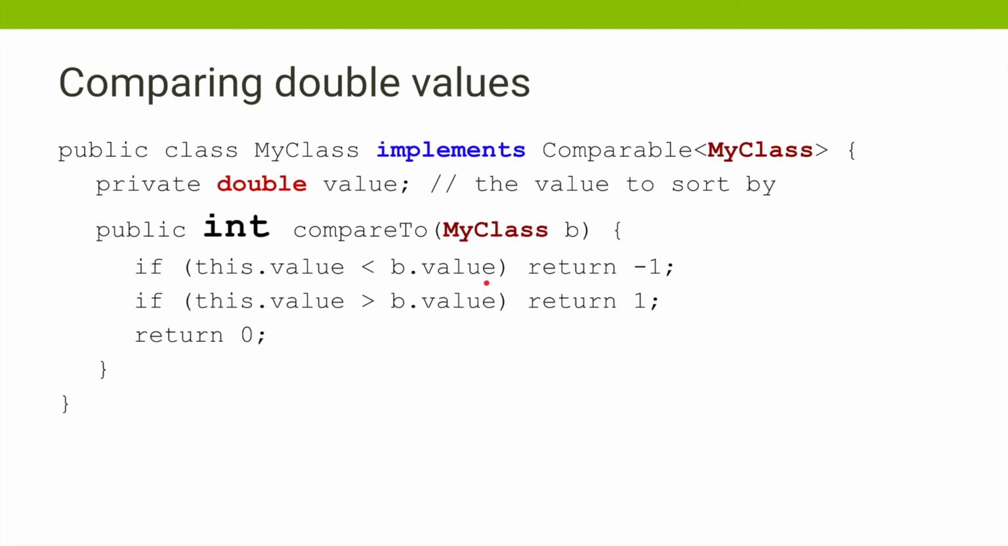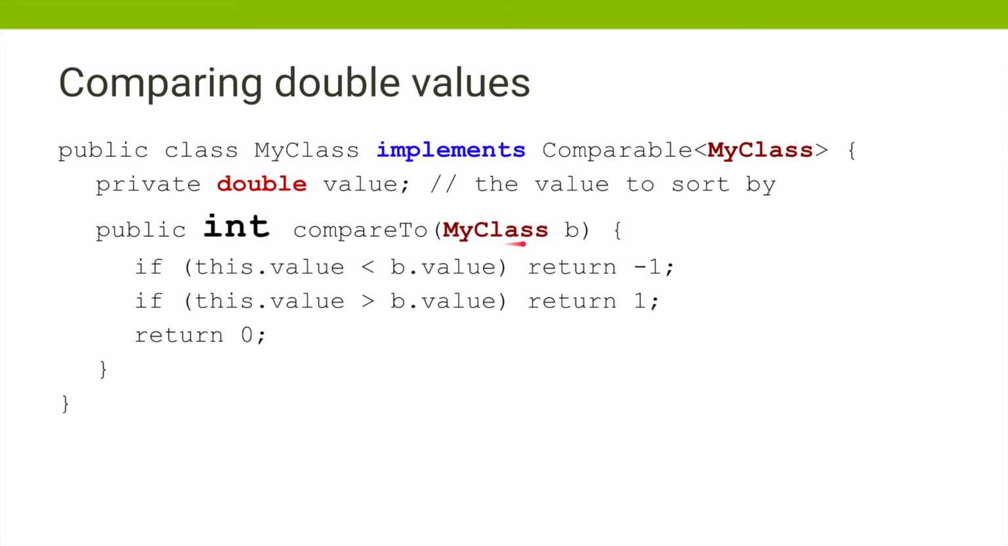So let's look a little closer at this. Let's say that in my class I have a double value. It doesn't declare an integer value in here. I want to sort by this double value. It could be 0.1, 0.2, it could be 50, it could be 0, it could be anything I want that's a double value. My CompareTo method returns an integer.